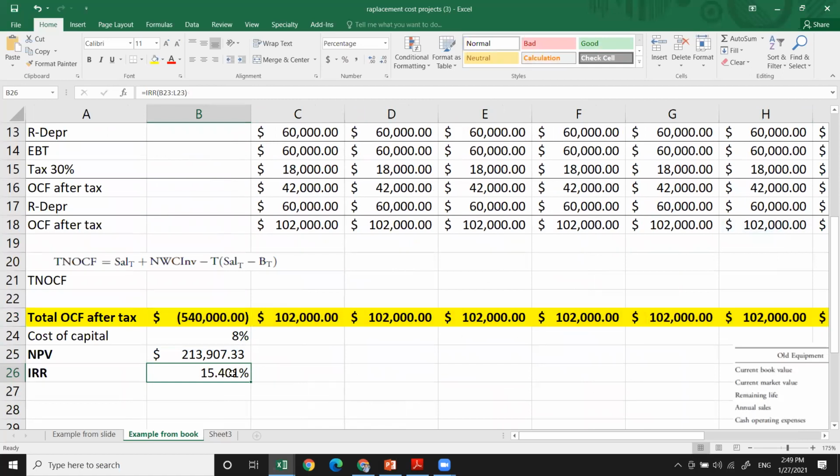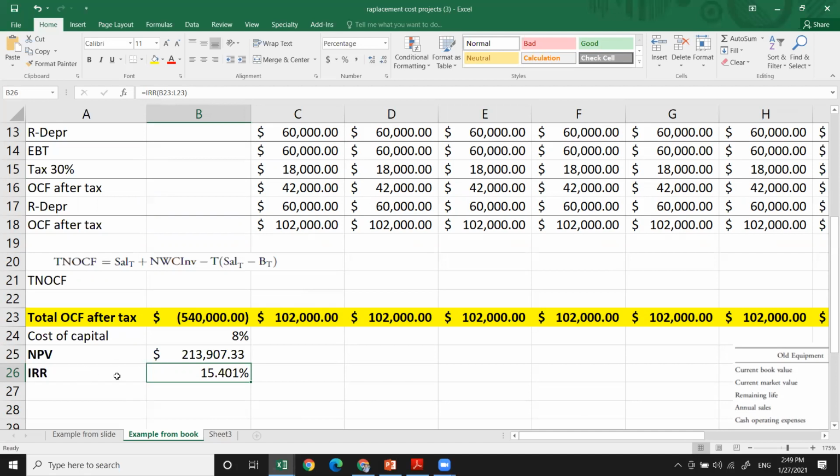So we do take the decision in a positive way, which means that we will replace the old equipment with the new equipment because NPV is positive. So it's worth changing the old equipment with the new equipment. But if you compare your decision with the slides example, there we had a negative NPV, which showed that it's better not to replace it.